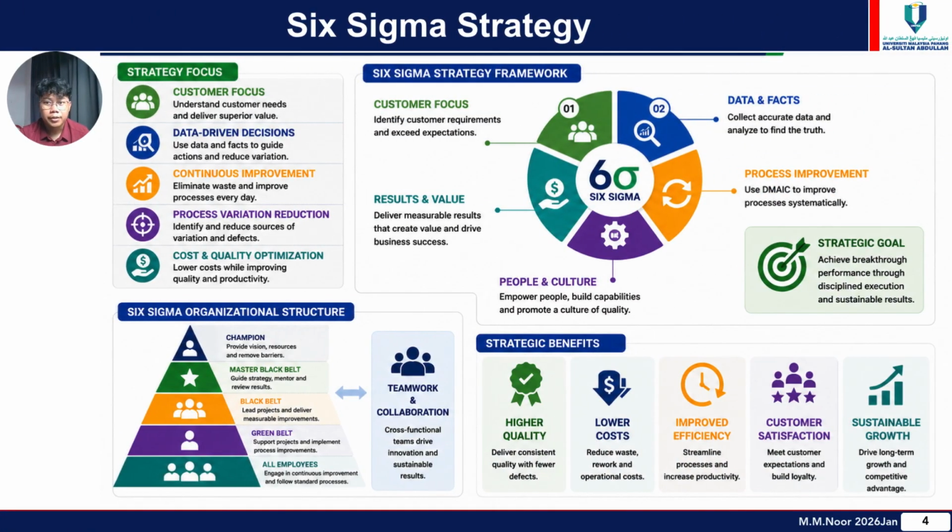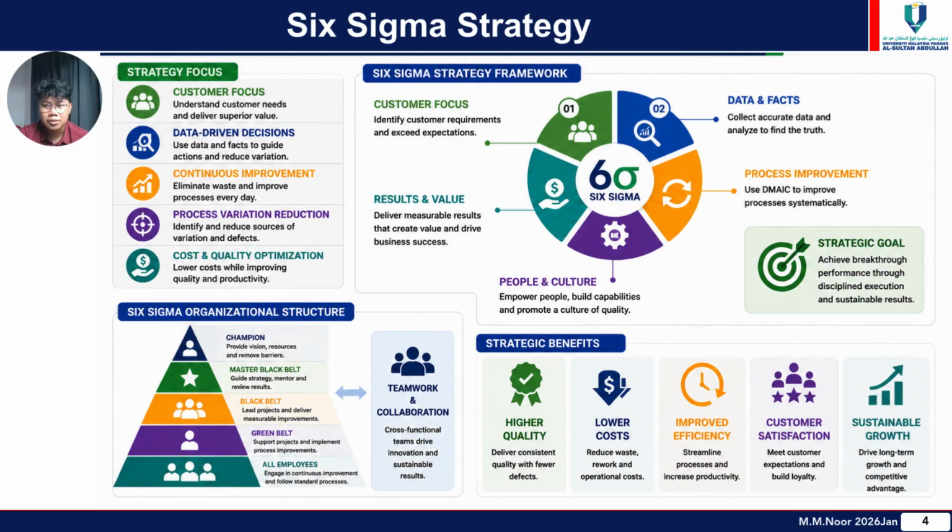Okay, now that we understand Six Sigma, let's look at the strategy behind the implementation of Six Sigma. Let's focus on the left side, which is the strategy focus. It represents the five key strategy focuses. The first one is customer focus, which ensures products and services meet customer expectations. The second is data-driven decision making, where the organization uses measurable data to guide improvement efforts.